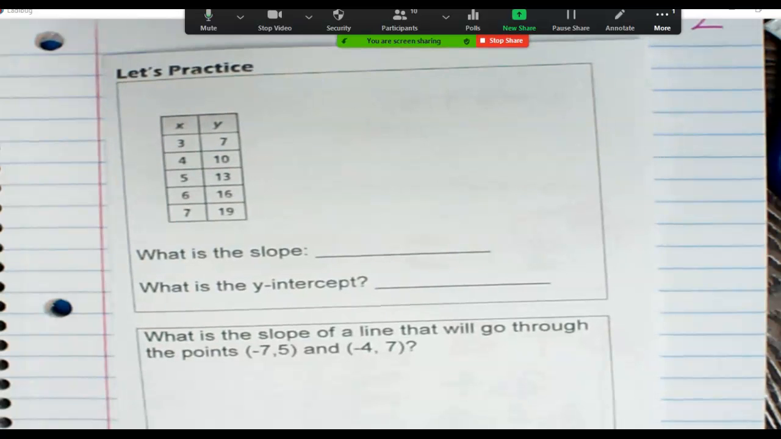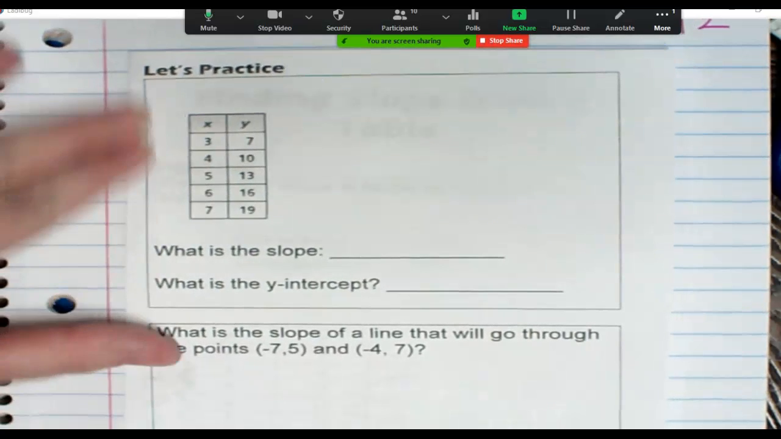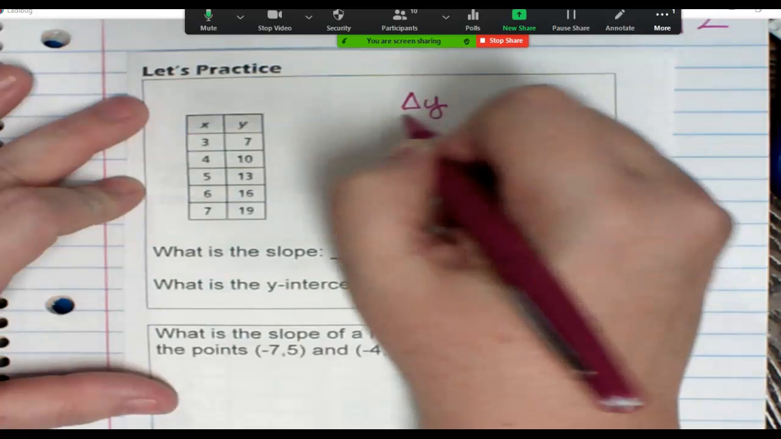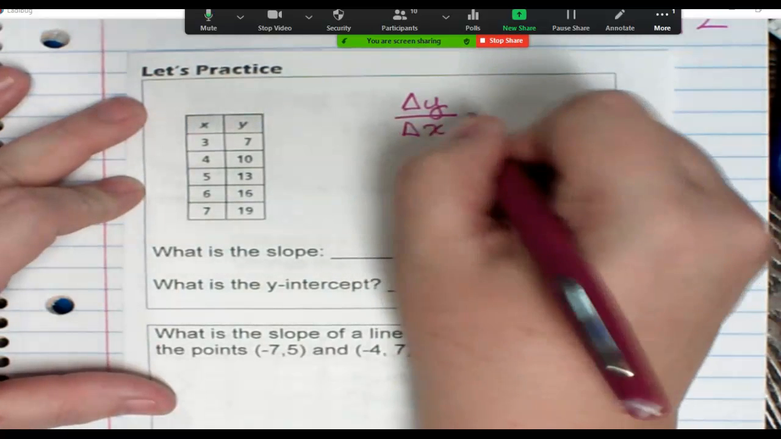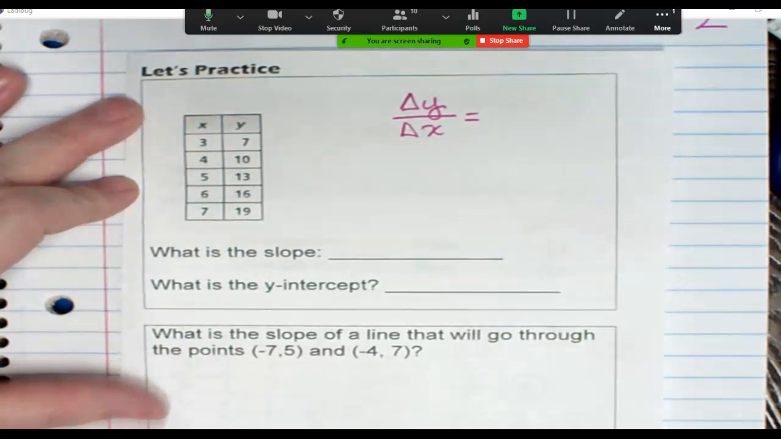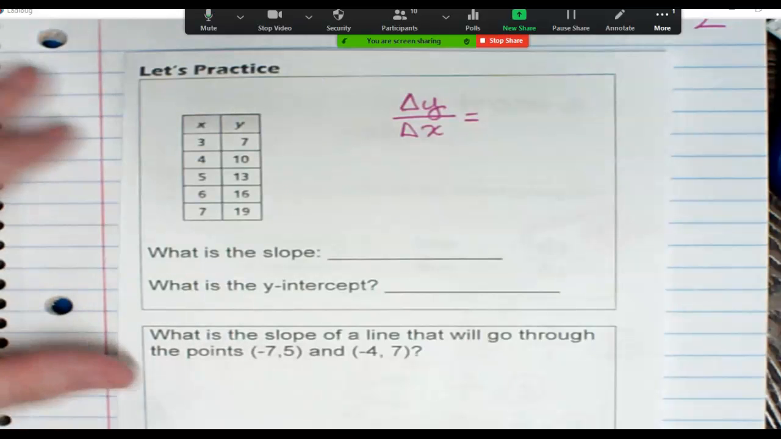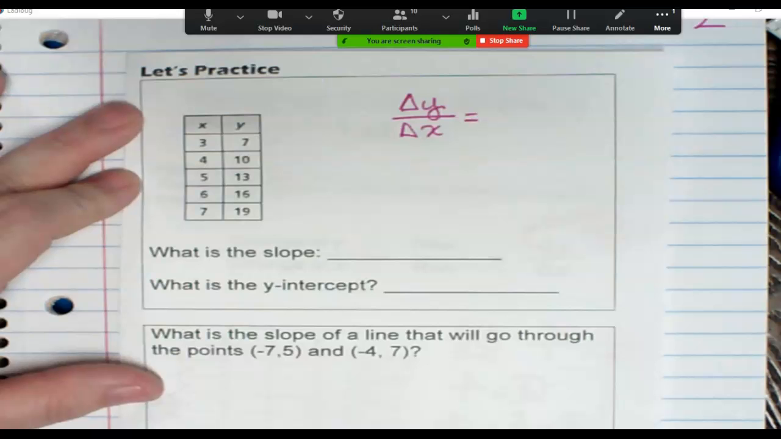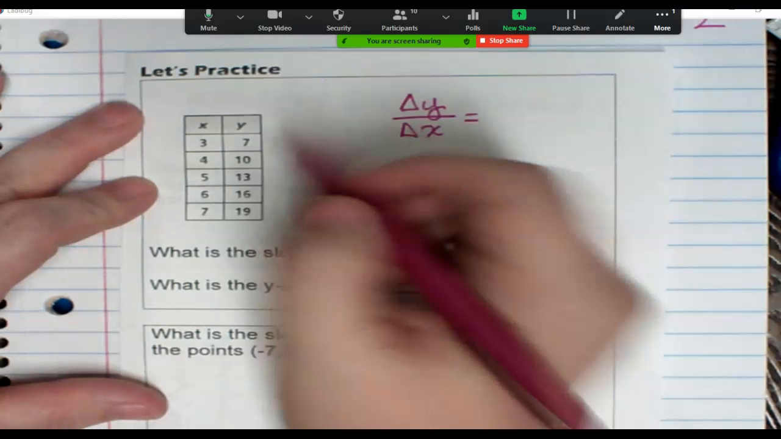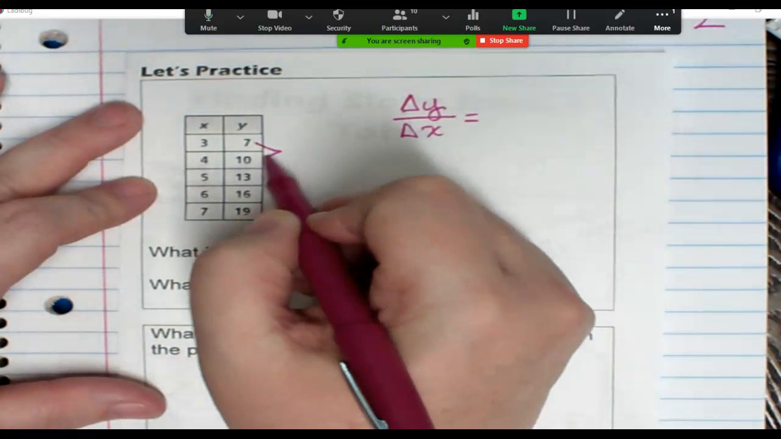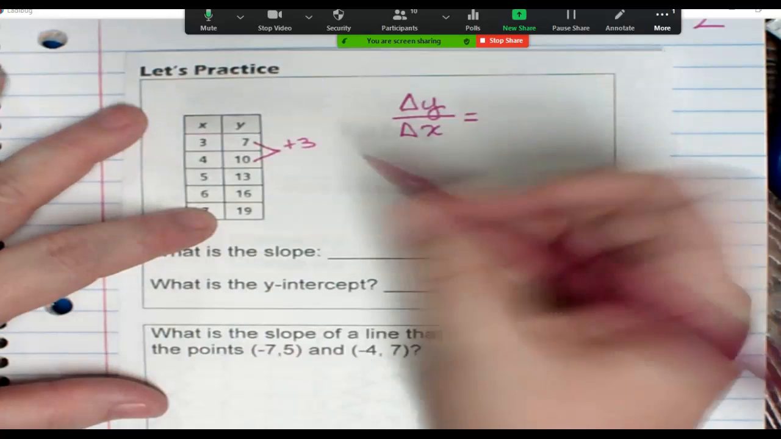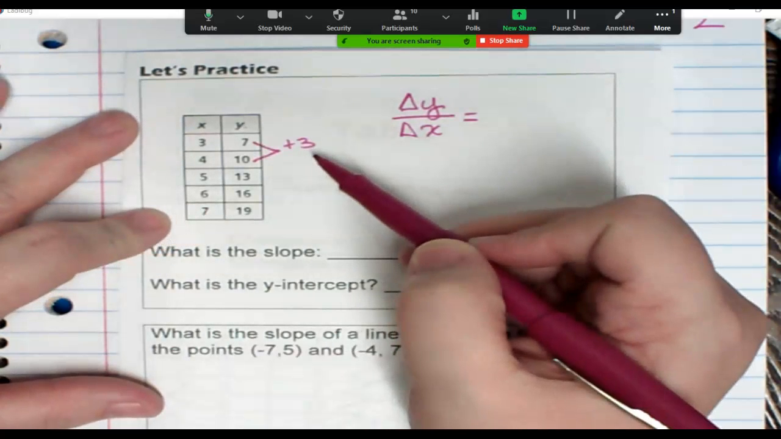Can you find the slope? Can you find the change in y and the change in x? I want to know, how are my y values changing? How are my x values changing? I can pick any 2 points right next to each other on the table. All right, I'm going to choose these first 2. How is 7 changing to be a 10? +3. So my y values are changing by a +3 each time.